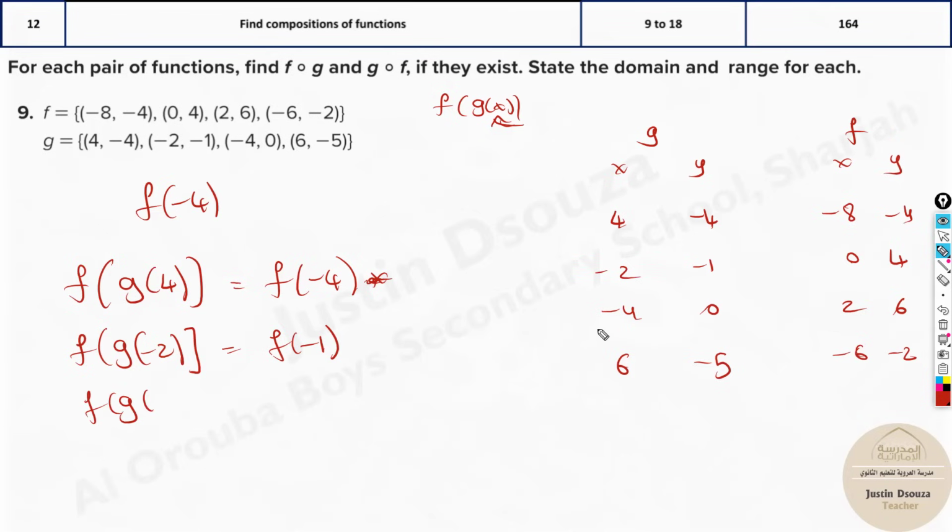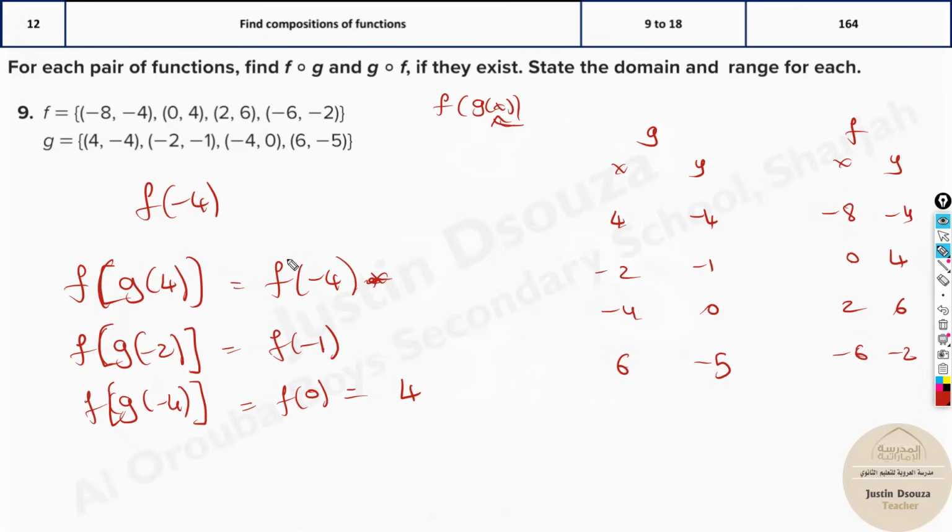F of g of what? Minus 4 is the next point, and over here, this is supposed to be big brackets generally. And what is f of minus 4? It's 0. F of 0 is, do we have 0? Yes, we have domain as 0. See, x value 0 is 4. So this is the answer.